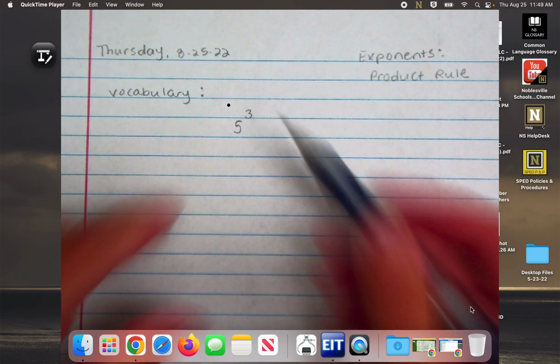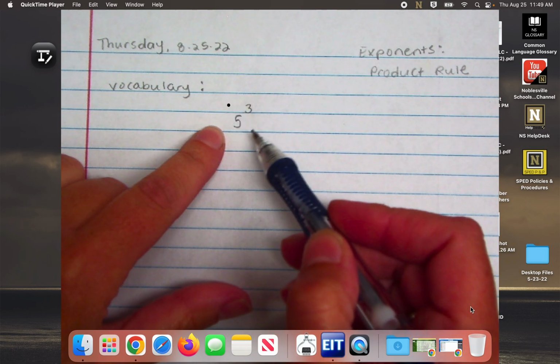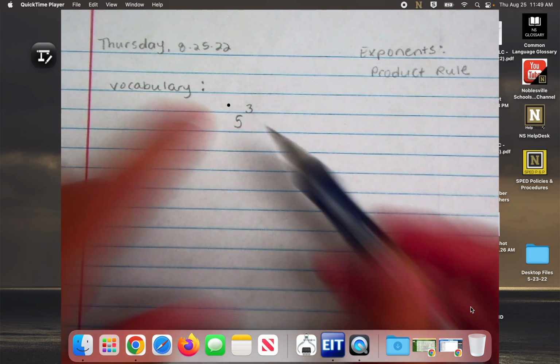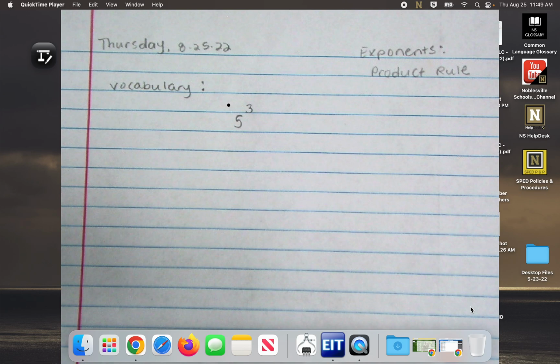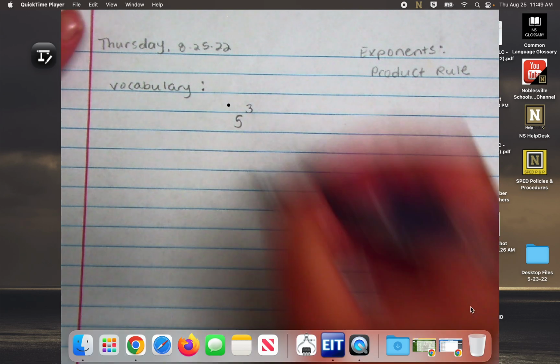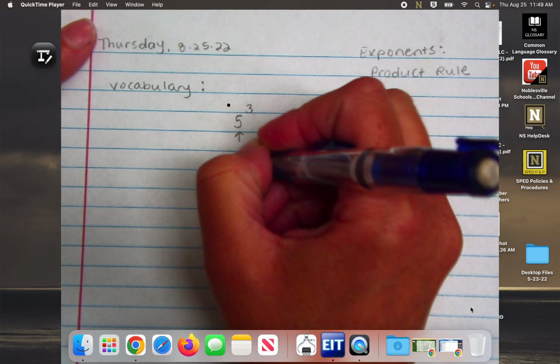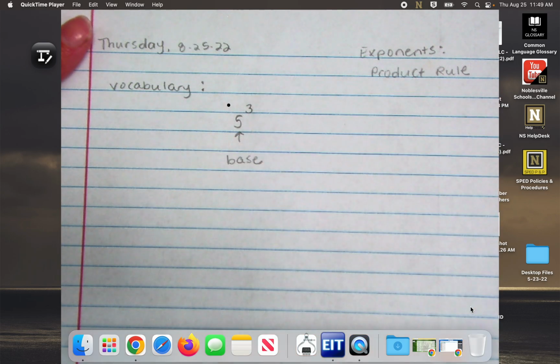What is the mathematical name for this bigger number? What is that called when you're looking at something in exponential form? Chloe? The base. Right. And what is the smaller number called?